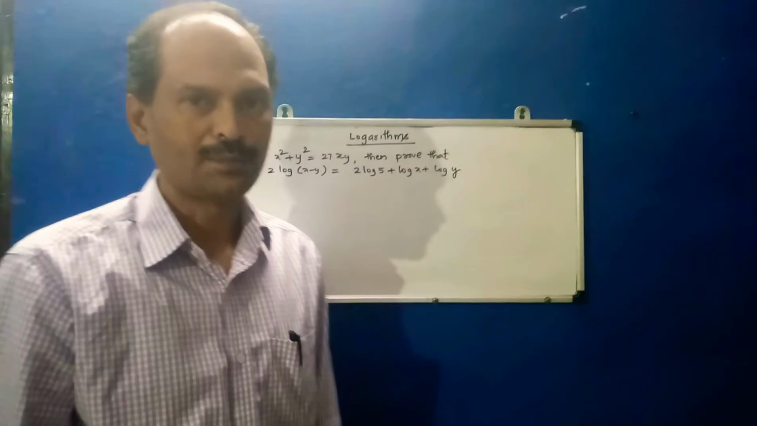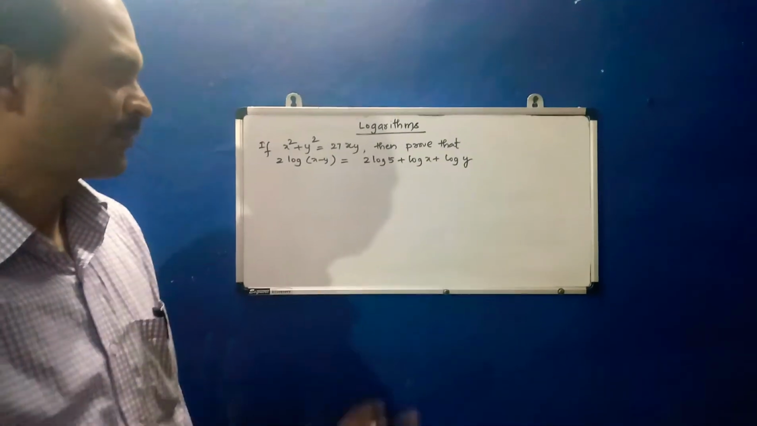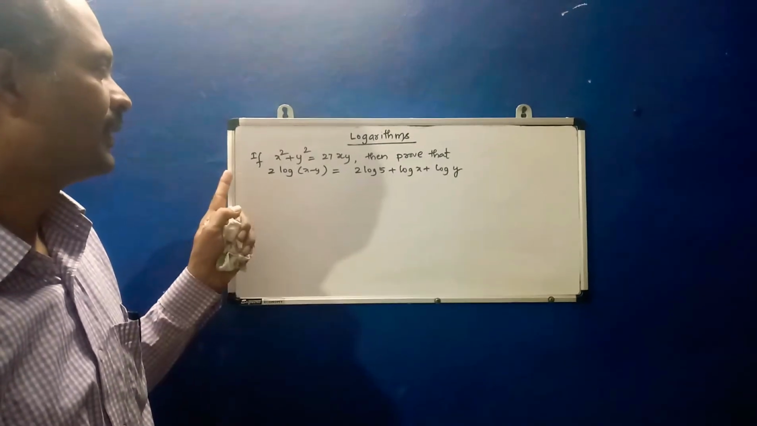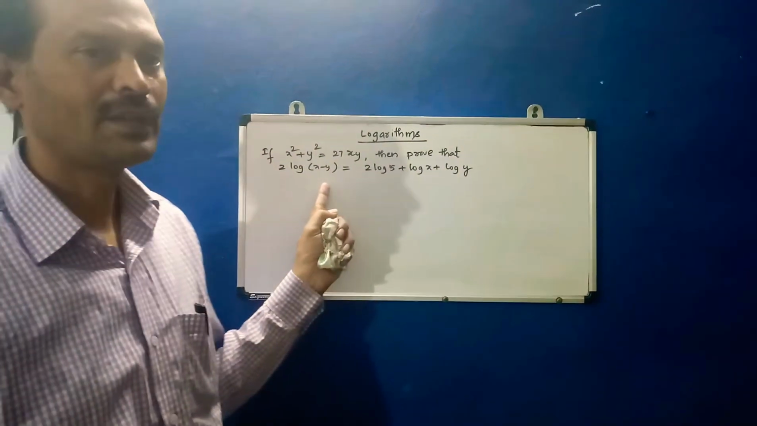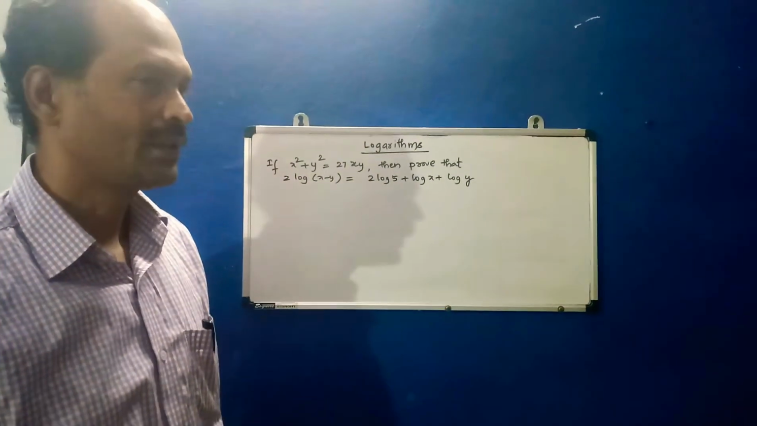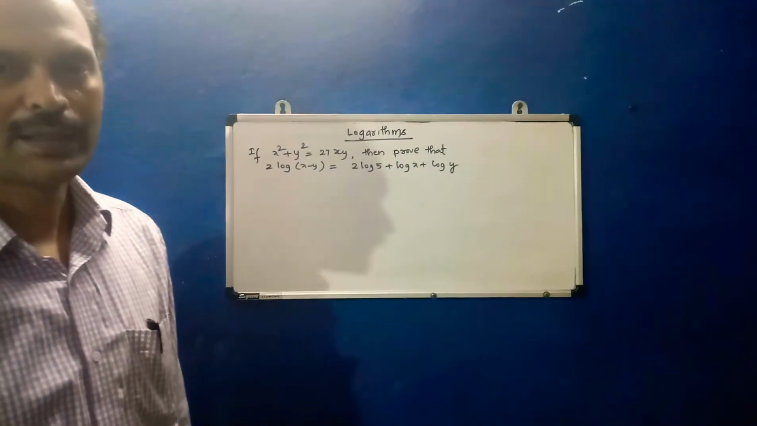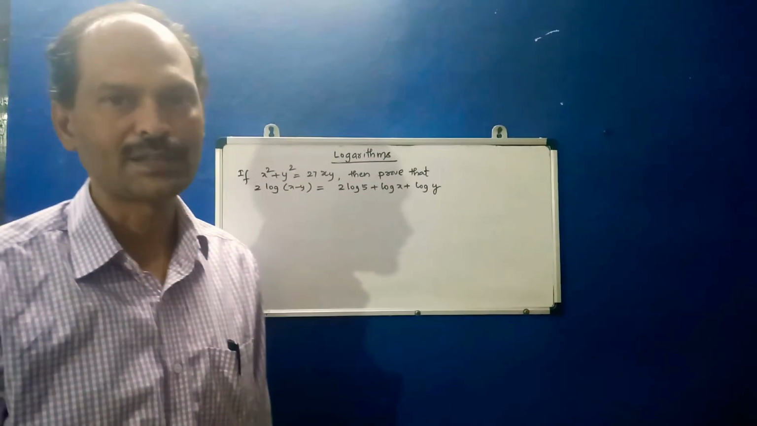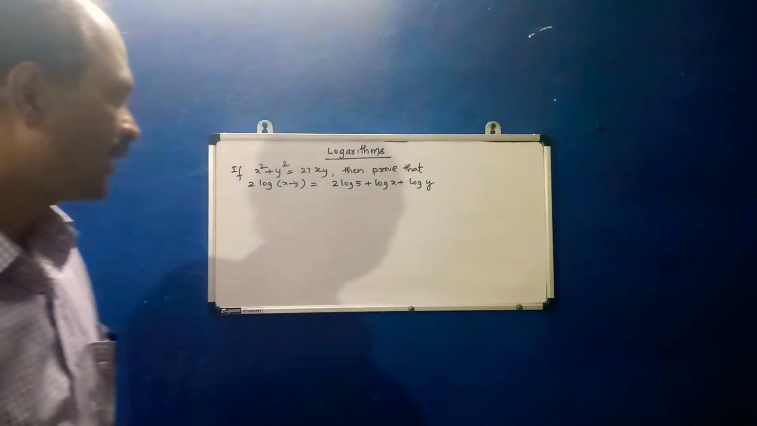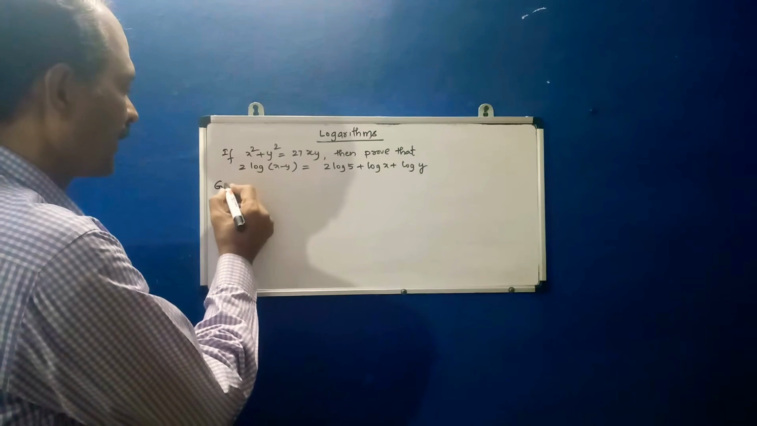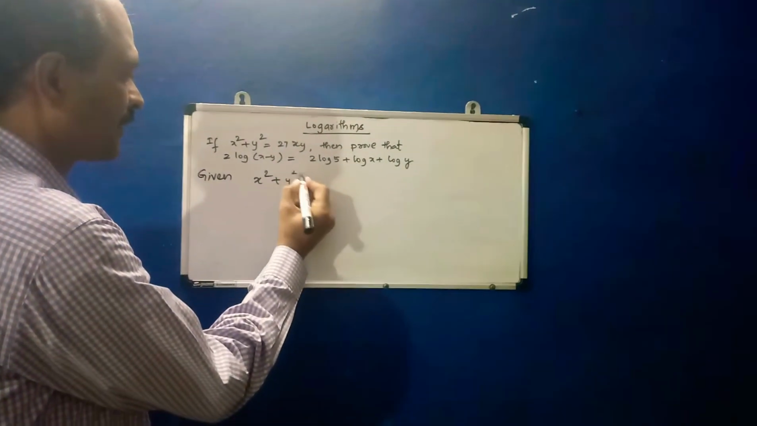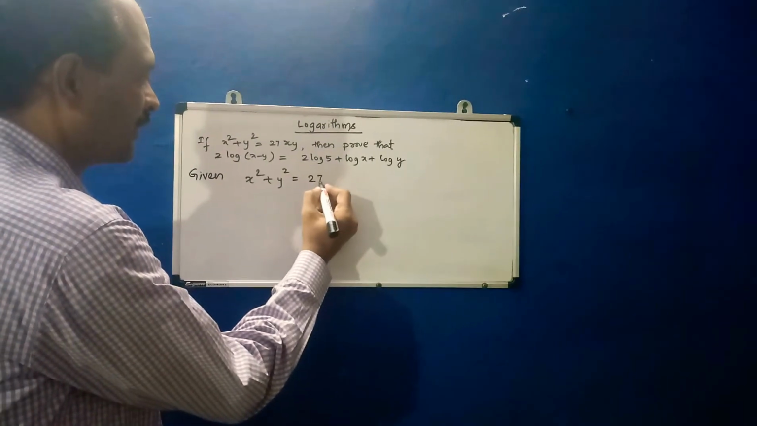Let's see one more example. These types of questions are very important from the exam point of view. For example, if x square plus y square is equal to 27xy, then prove that 2 log (x minus y) equals 2 log 5 plus log x plus log y. So in the given expression, we have x square plus y square is equal to 27xy.